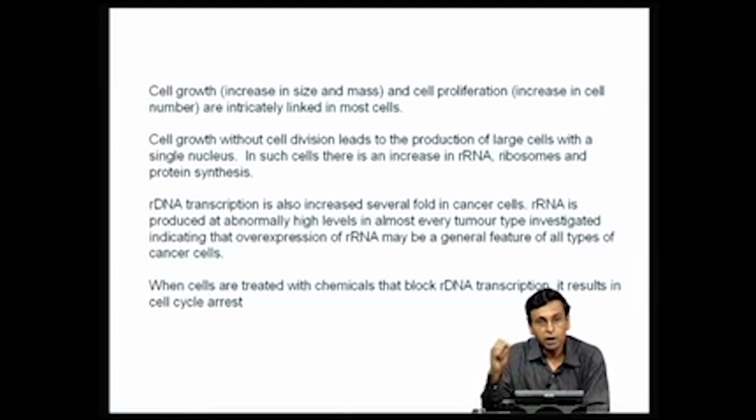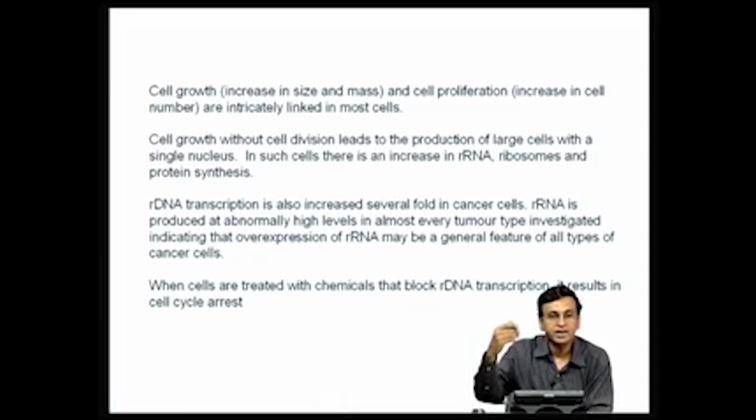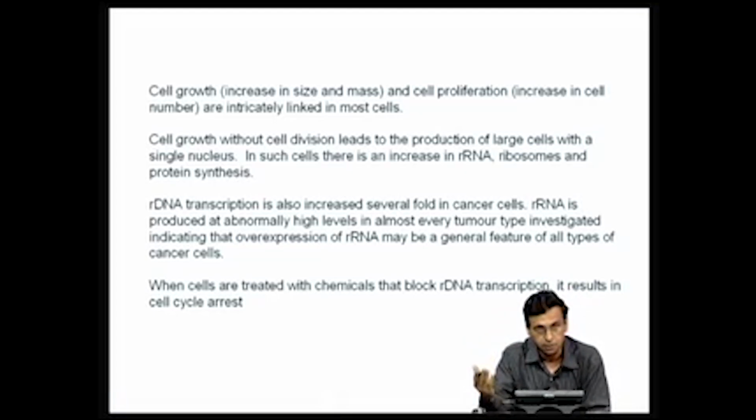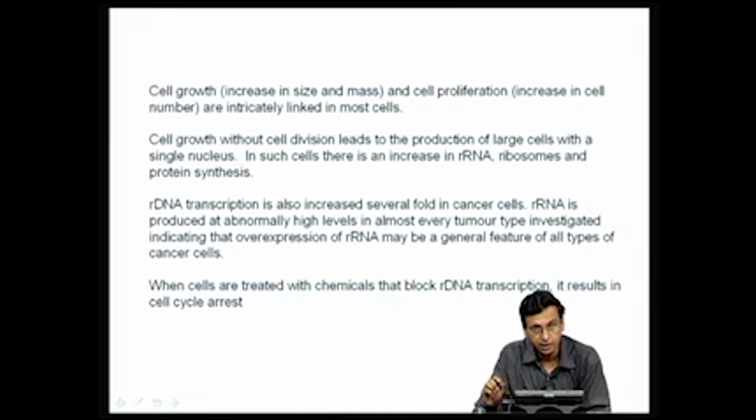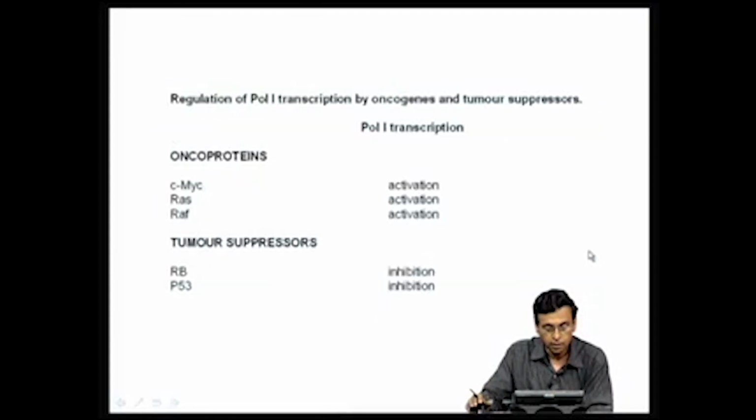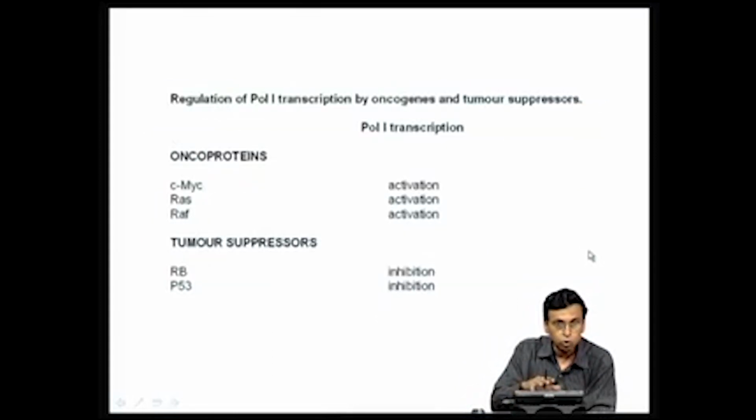In fact, people are even thinking that if you measure the RNA transcription, it can serve as a prognostic marker for diagnosing cancer, because invariably in all cancer cells there is a dramatic increase in the RNA transcription. So, the levels of RNA transcription can serve as prognostic markers for cancer. And when cells are treated with chemicals that block RNA transcription, it results in cell cycle arrest. I have just given an example to show how Pol I transcription can be regulated in cancer cells.